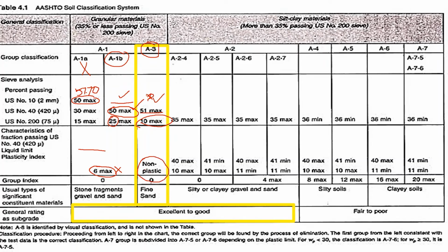It is non-plastic. And we have group index 0. So we are moving towards the fine sand. That is okay, and excellent to good. So our soil classification will be A3.